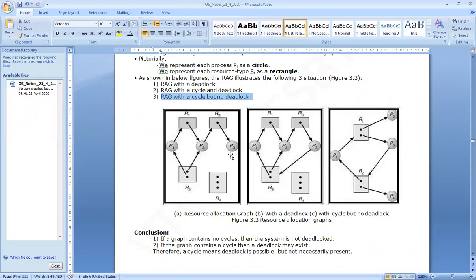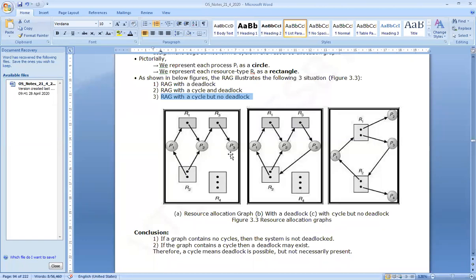Unless process P1 releases the instance of R2, process P2 releases the instance of R1, and process P3 releases the instance of R3, we can't allocate those resources to P1, P2, and P3. We can't solve this situation, so it is called a deadlock situation.